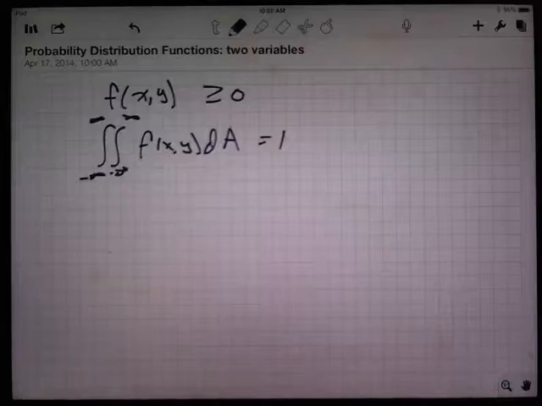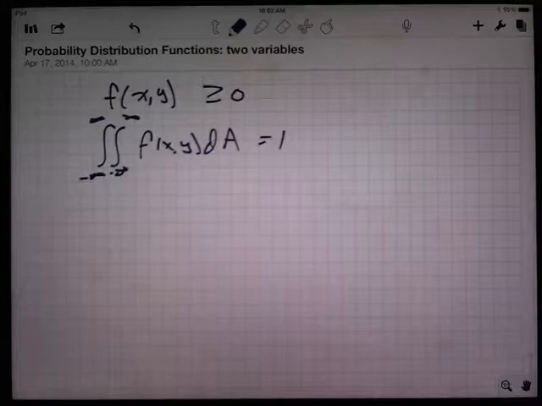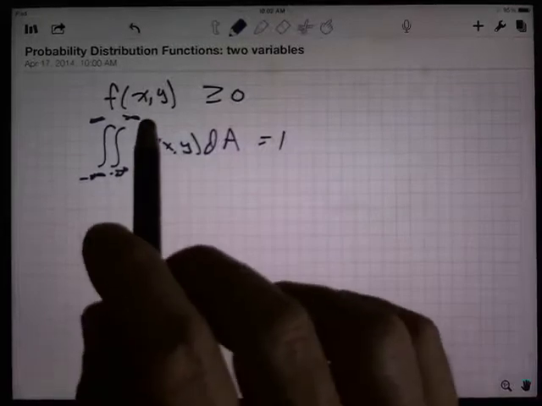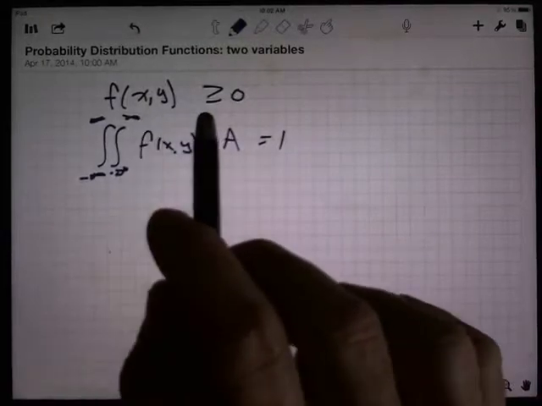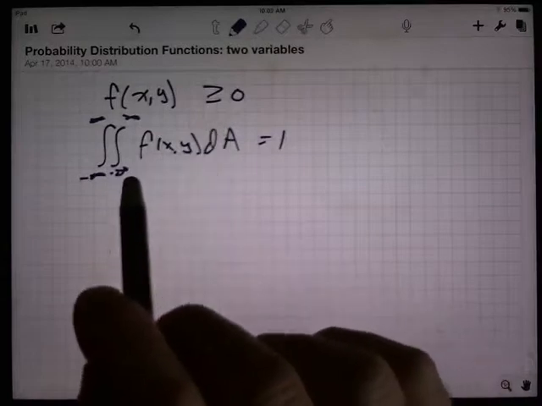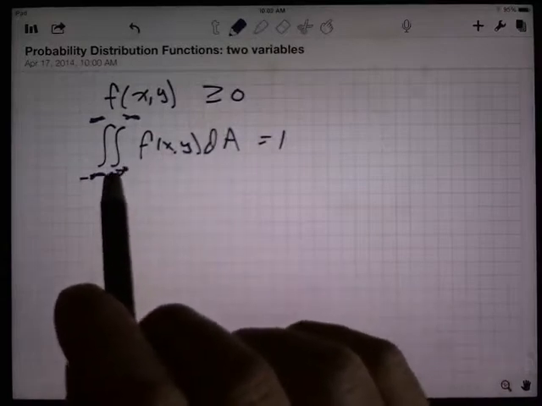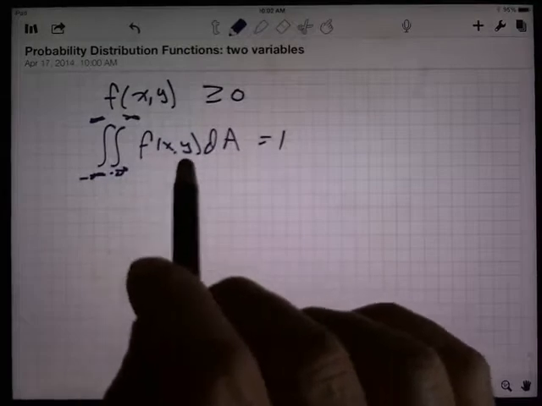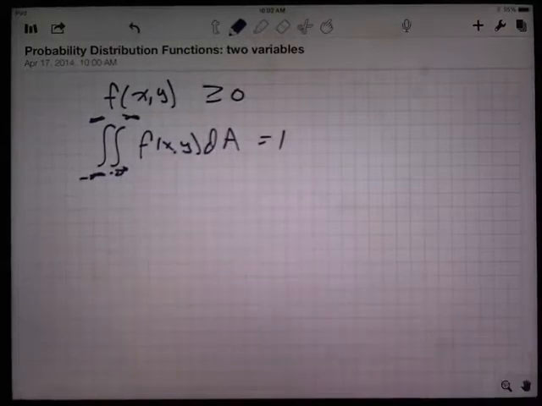Now, I want to take a look at probability distribution functions for two variables. First of all, a function is a probability distribution function for two variables if it is a function of two variables, and it's always positive. And secondly, that the integral over the entire plane of this function is equal to 1. Okay, that's what makes it a probability distribution function.